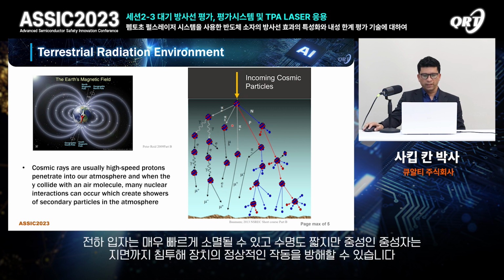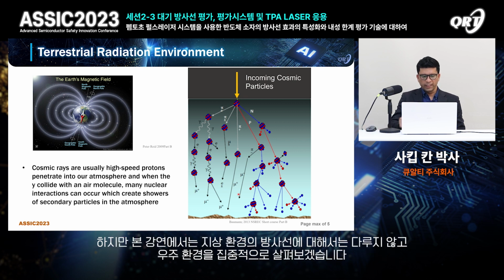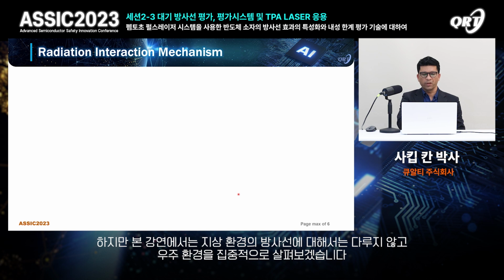The charged particles can attenuate very quickly, and they also have very short life, but the neutron, being neutral, can penetrate all the way down to the ground level and can cause disruption in the normal operation of the device. But in this talk, we will not be discussing the radiation in the terrestrial environment. We will be focusing only on the space environment.